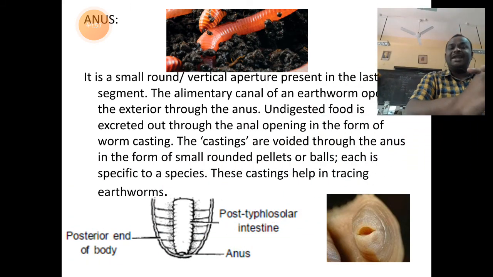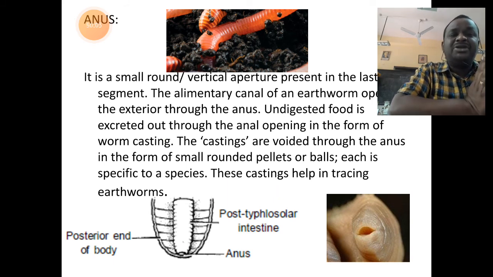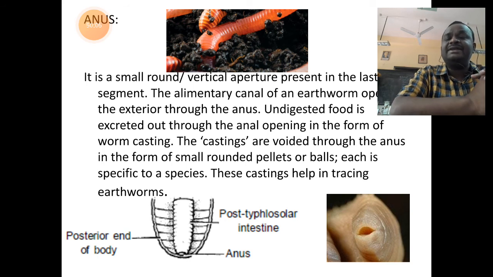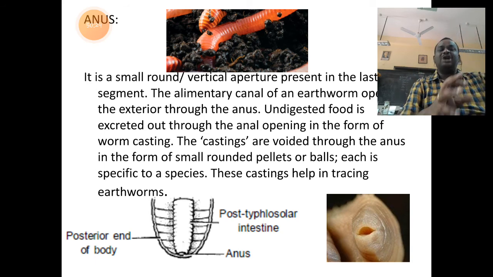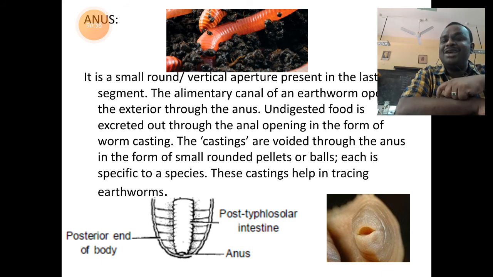Coming on to the last part of the digestive system, that is anus. It is a round or vertical aperture present in the last segment called anal segment or pygidium. Students, remember, this is the opening through which the undigested waste are thrown out of the body in the form of worm castings. So, the waste of digestive canal that comes out of the earthworm is called as what? Castings. So, these castings that come out will be thrown out in the form of small round balls or pellets, as you see in the upper image or diagram.